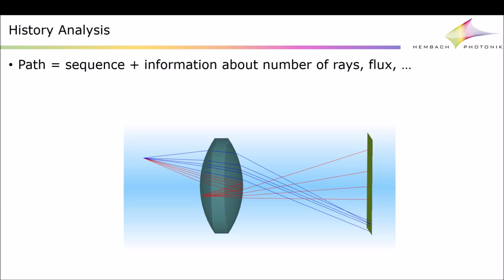Remember that paths are defined by interaction sequences. This image shows 9 rays, which are grouped into 2 paths. So a path can be thought of as an equivalence class of rays. Every ray belongs to a single path, and every path may refer to a single or multiple rays.